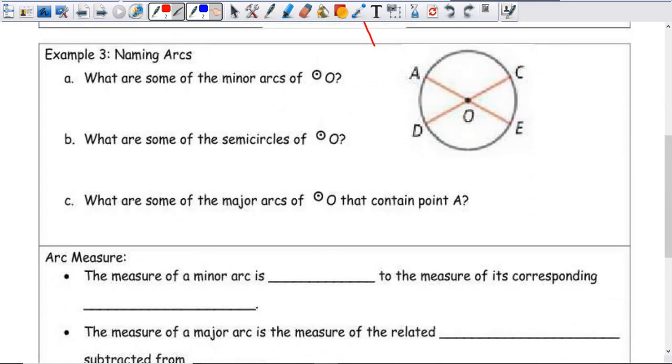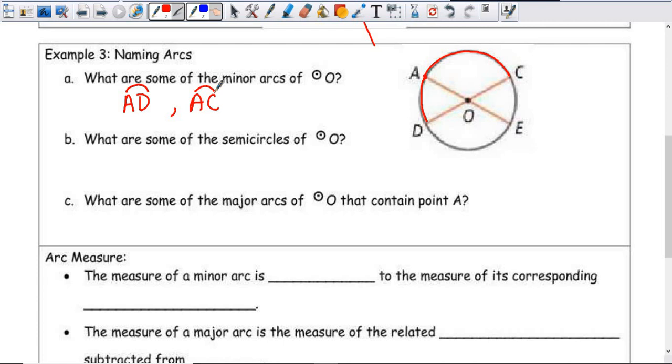So let's go ahead and name some arcs in this picture. We can name some minor arcs for circle O. We know it's circle O because that's the center. A minor arc could be from A to D, smaller than half of the circle. Even from A to C is still going to be less than half of the circle. And these are arcs, so instead of a straight line above, we do a curve. So AC would also be a minor arc.